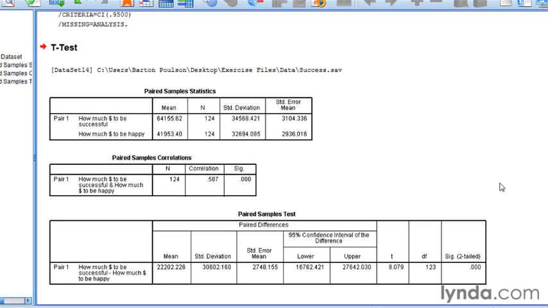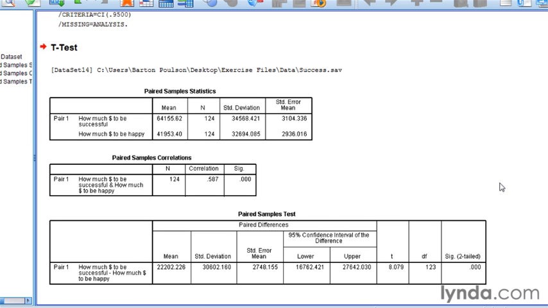The second table is the paired samples correlation. Because these are the scores for the same group of people, each person answered both of them, you can calculate a correlation. And we see here that we have a statistically significant positive correlation. What that means is people who put a high answer for one question, for instance, how much you needed to be successful, were also more likely to put a high answer for how much you needed to be happy. And vice versa, people who put a low answer generally put a lower answer for both of them.